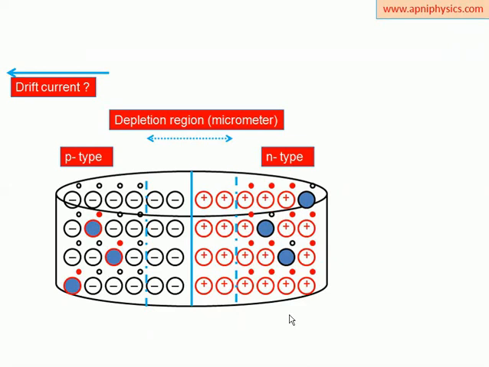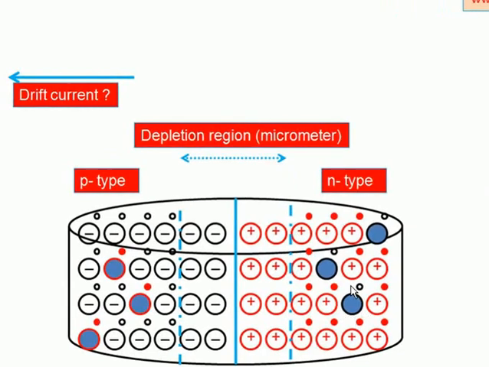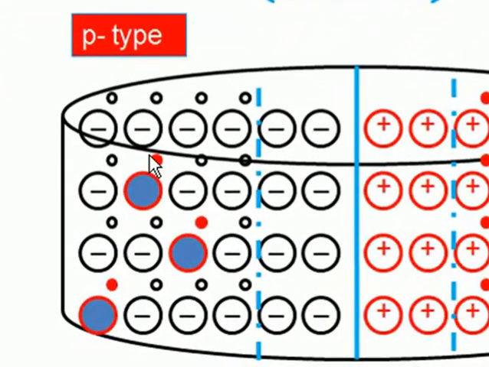Diffusion current is because of the majority charge carriers which move from the p-type semiconductor to the n-type semiconductor, and from the n-type semiconductor towards the p-type semiconductor. You know that in an n-type semiconductor the majority charge carriers are electrons and the minority charge carriers are holes. Similarly, on the p side, the majority charge carriers are holes and the minority charge carriers are electrons.